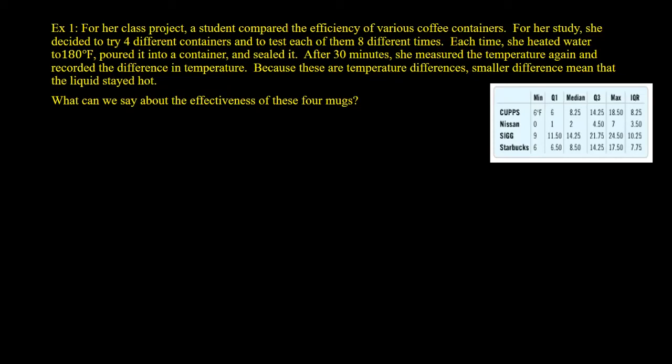Chapter 4, Example 1. For her class project, a student compared the efficiency of various coffee containers. For her study, she decided to try 4 different containers and to test each of them 8 different times. Each time she heated water to 180 degrees Fahrenheit, poured it into a container, and sealed it.